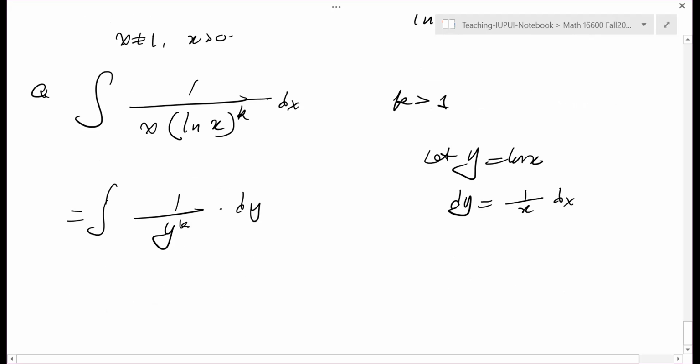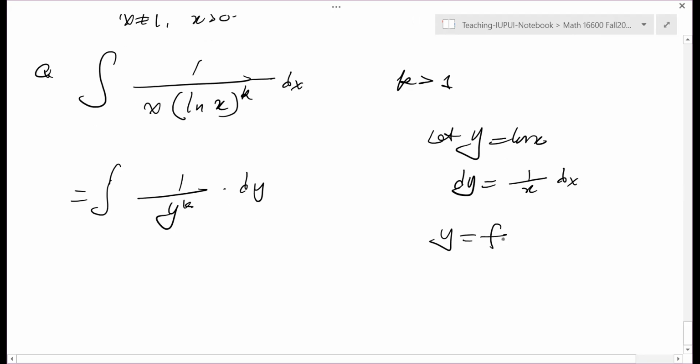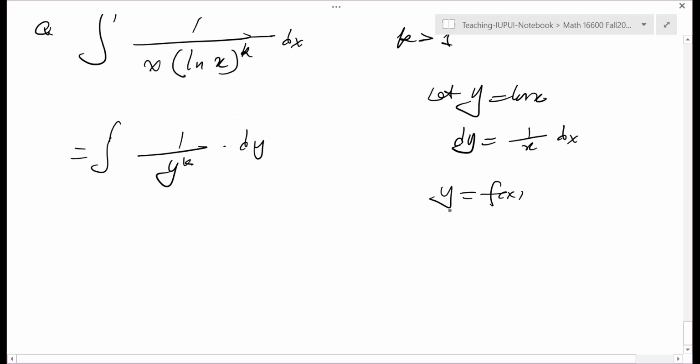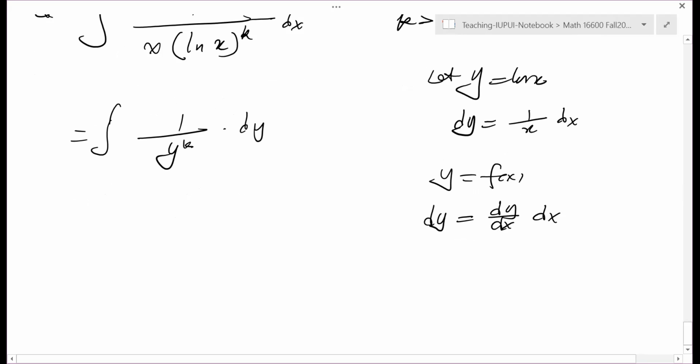All right, so how can I evaluate this? This is a power function, yes? I missed it. How did you get dy equals 1 over x dx? So if we have a function y equals f of x, some function, that's the relation. We have two variables related. dy by definition is f prime of x dx. So that is the derivative of this, f prime x dx.